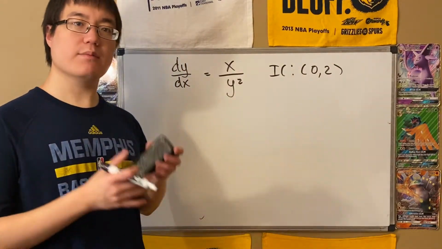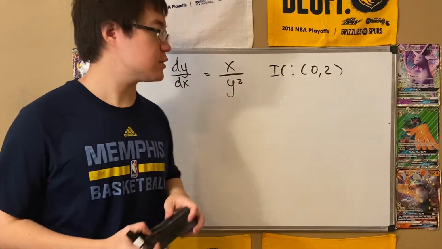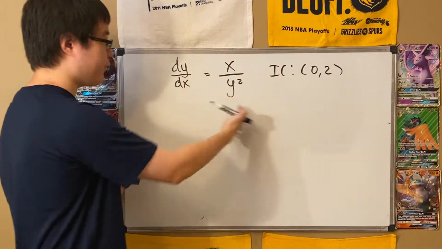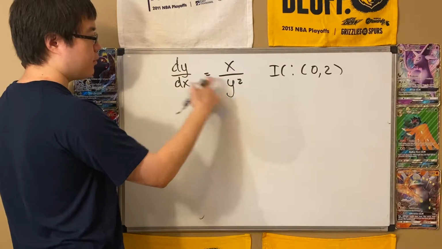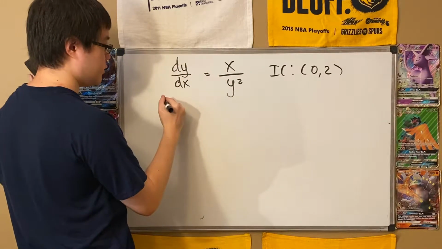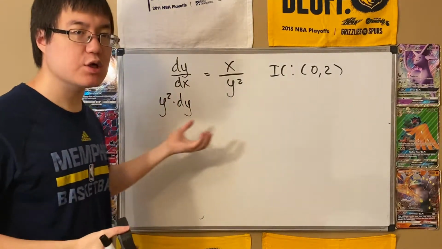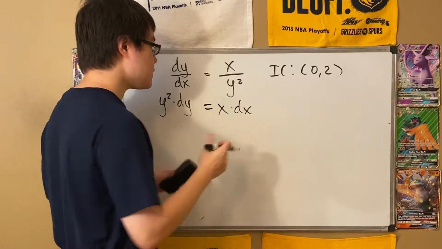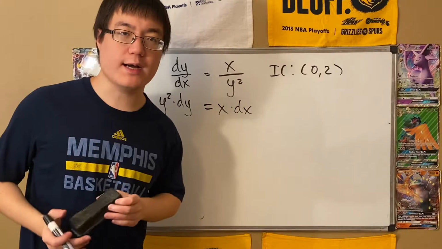So the first step, and the most important step, and potentially the easiest step, is to separate everything. Basically we're always going to bring the x's to one side, and we're always going to bring the y's to the other side. So for example, I need to bring this y squared over, so I'm going to multiply. So it looks like I got y squared times dy. Then I'm going to bring my dx over to the other side, so I get x times dx. So that was my separate step. Bring all the x's to one side, bring all the y's to one side.